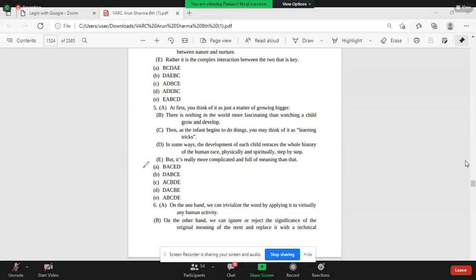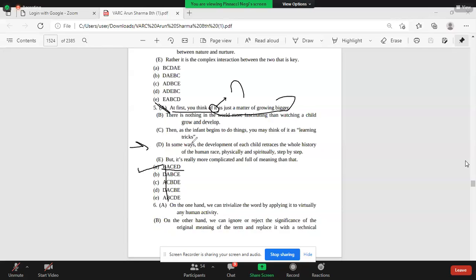Okay, students. So the correct answer here is answer option A, B, A, C, E, D. Right. अभी opening sentence देखिए B, D, A, D, A. तो B, A और D. Right. B, A. At first you think it is just a matter of going bigger. इस sentence का certainly reference है किसी something said before. It certainly has a reference. At first think of it. What does this it refer to? This is not your opening sentence.